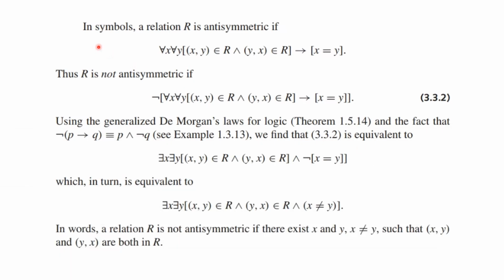Okay, and we can write in symbols what these definitions mean. But in words, we can say a relation R is not antisymmetric if there exists an x and a y where x does not equal y, such that (x, y) and (y, x) are both in R. We're going to do some examples of this soon.